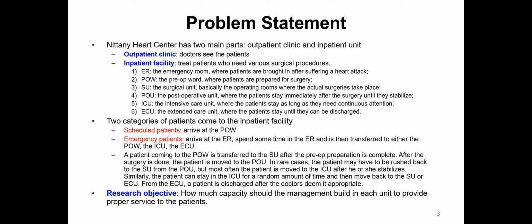So now we have a new research objective. How much capacity should the management build in each unit to provide proper service to the patient? And what do we mean by proper service? Proper means two criteria. You can use service level, which means you want to guarantee a level of service to the patients, and you don't want too many patients turned away from the unit or kept waiting for a long time. And the second definition of proper is cost. You want to reduce the cost.